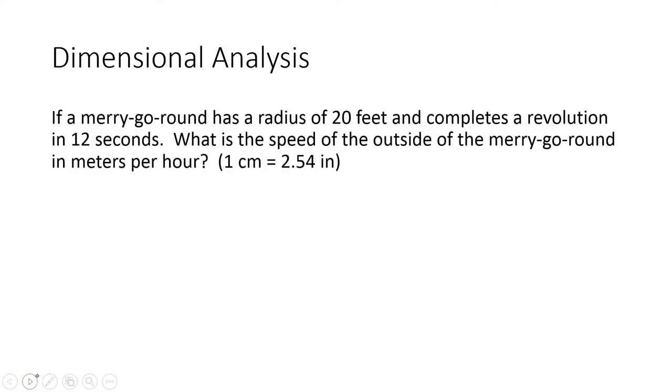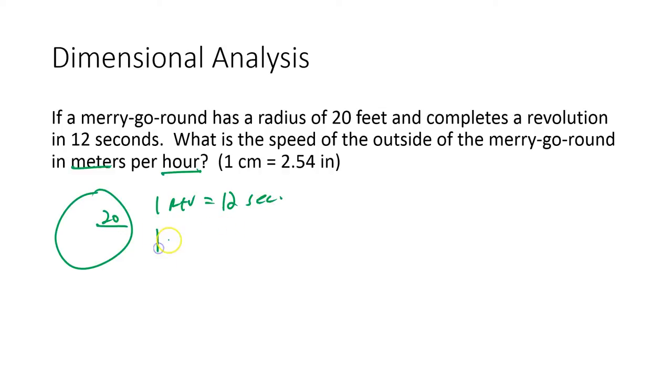A merry-go-round has a radius of 20 feet and completes a revolution in 12 seconds. So one revolution is 12 seconds. What is the speed of the outside of the merry-go-round in meters per hour? So I want meters on top. I want hours on the bottom. So I'm going to put seconds on the bottom because that's where I want the time to be. So one revolution is 12 seconds.